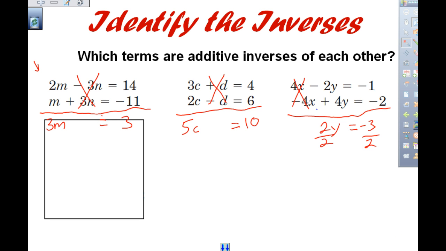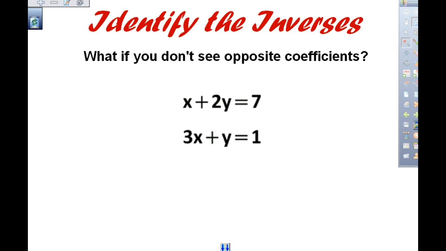Okay? So the question for today is, what happens here? You can't add these. 1 plus 3 doesn't eliminate. 2 plus 1 doesn't eliminate. So what happens if it does not eliminate easily? Okay.